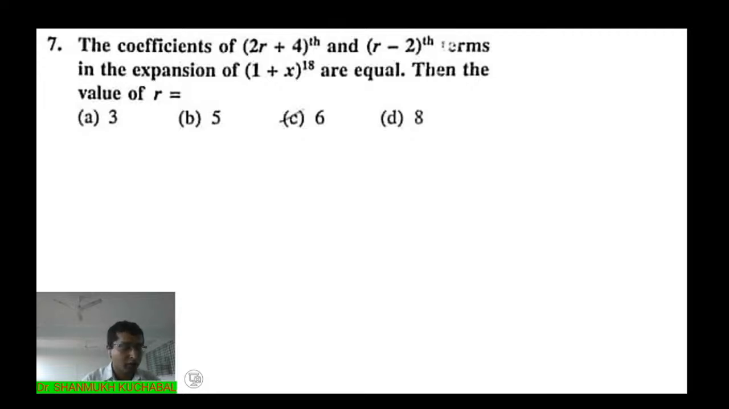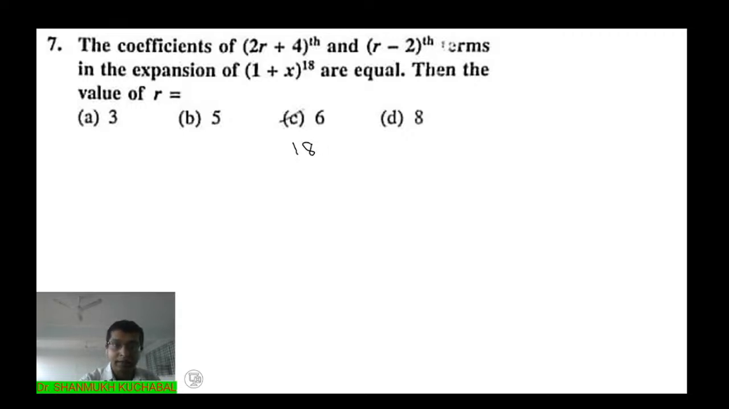The coefficients of the (2r + 4)th term and the (r − 2)th term in the expansion of (1 + x) raised to 18 are equal, then the value of r equals to, okay. See, they are equal. I use one notation. Here n equals 18.